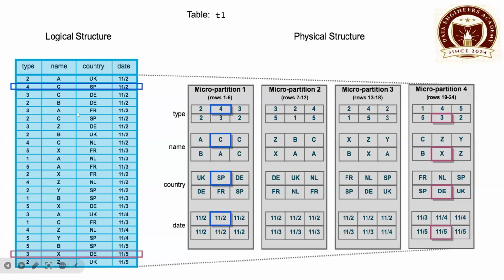But whenever you select the data from these micro partitions, you just select star from the table. It will display the logical structure only. Internally, it is organized in columnar format. This is an example of how data will be stored in the backend.